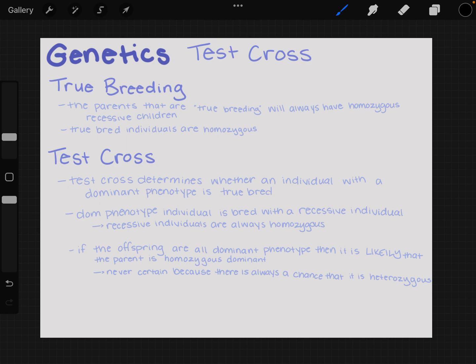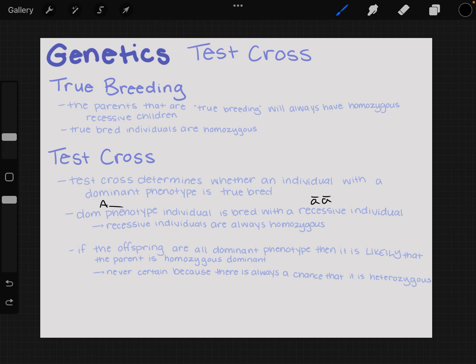To do this, we take a recessive individual, which we know is going to be true-bred because they must have 2 recessive alleles in order to present with the recessive trait, and we take a dominant phenotype individual, which could be either homozygous dominant or heterozygous, and we breed them. This is helpful because if the offspring are all a dominant phenotype, they had to have gotten that dominant allele from the parent that we're trying to determine. If all of the offspring come out that way, then it's likely the case that the individual we were test crossing is homozygous dominant.